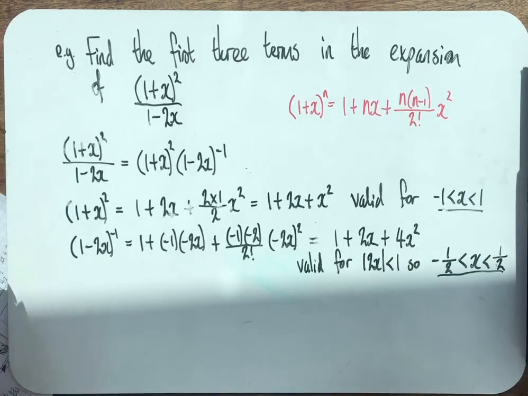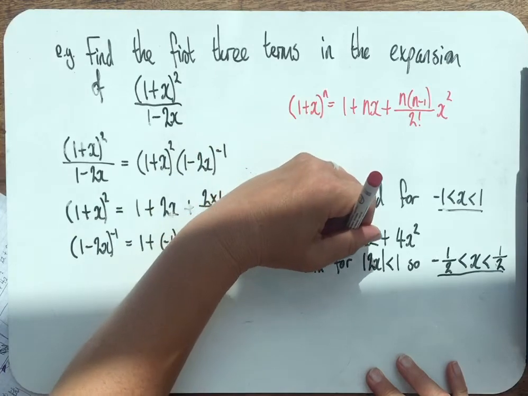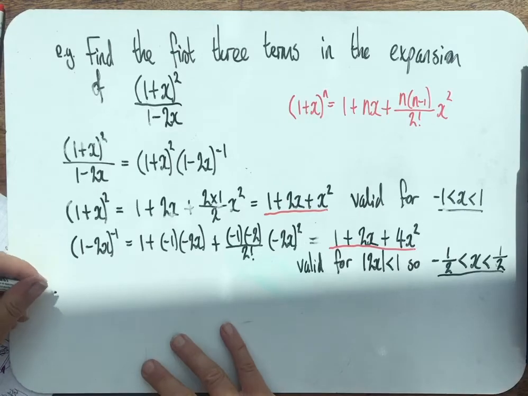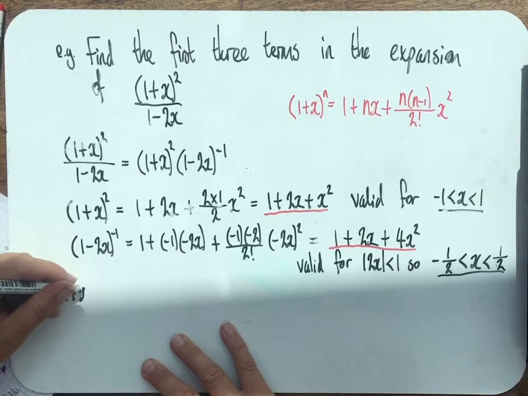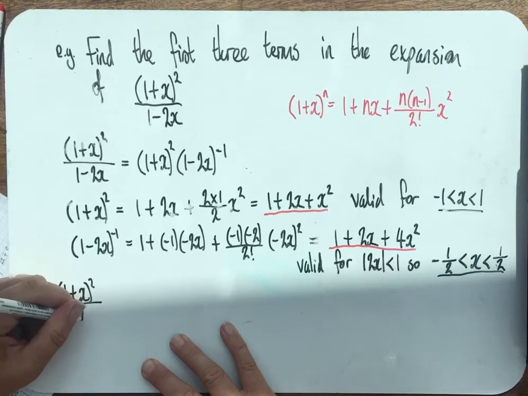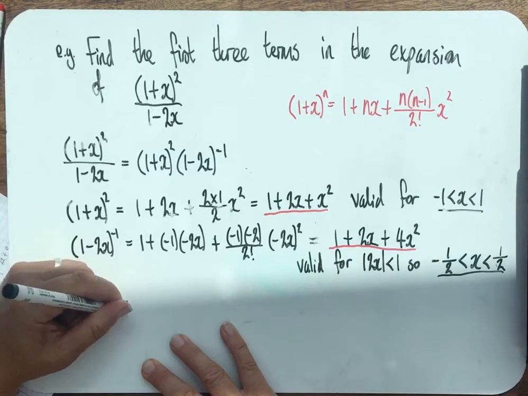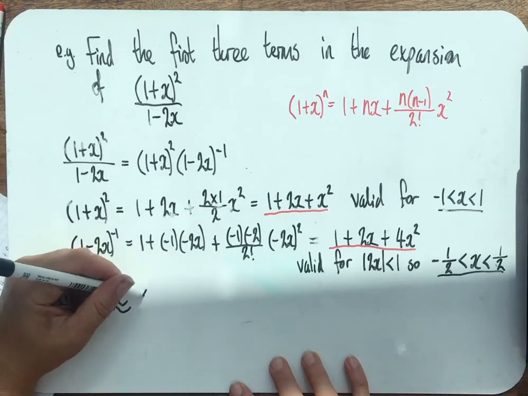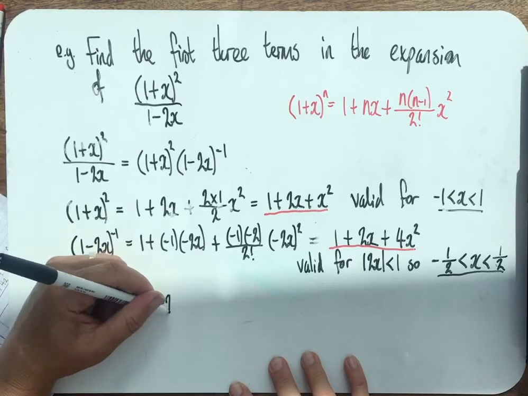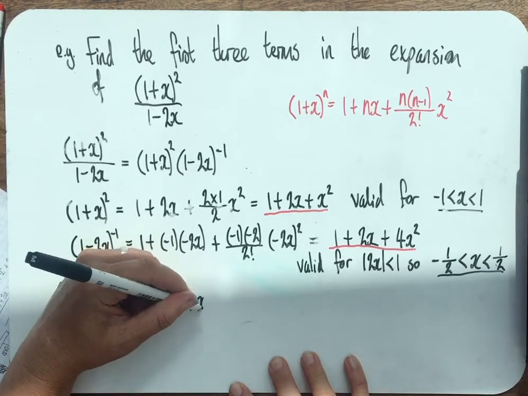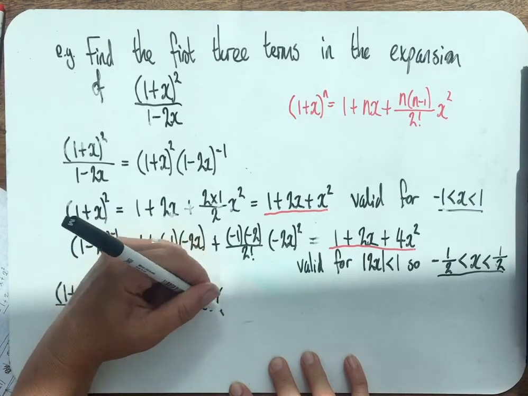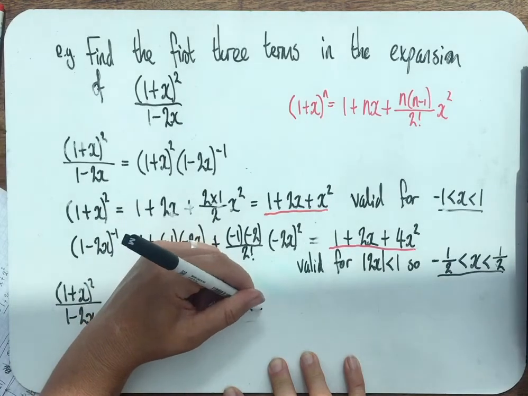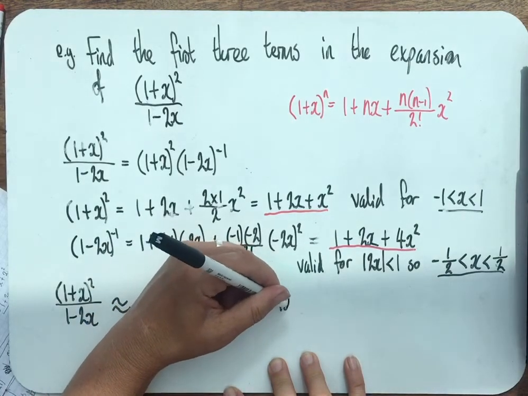Right, so I have this expansion here, first three terms. So the fraction (1 + x)^2 over 1 - 2x is approximately equal to, so I'm finding a few terms of it, these two multiplied together. Remember the terms, as you move along, the powers of x get bigger and bigger. So we have ascending powers of x in these binomial expansions.